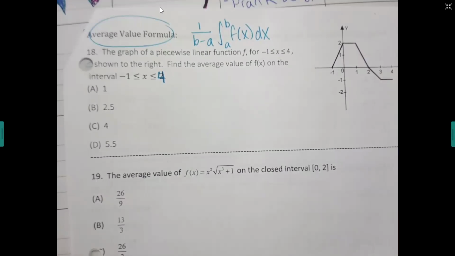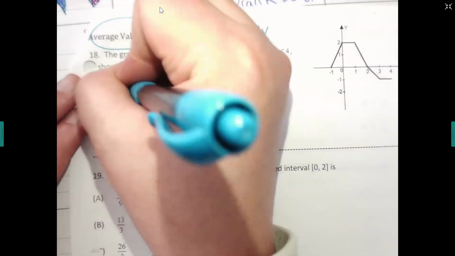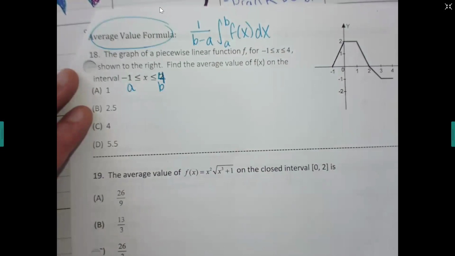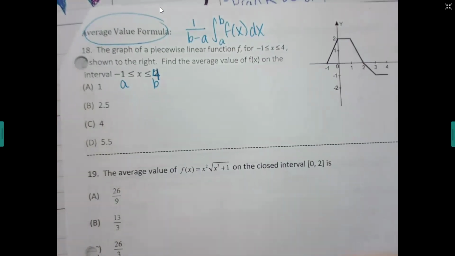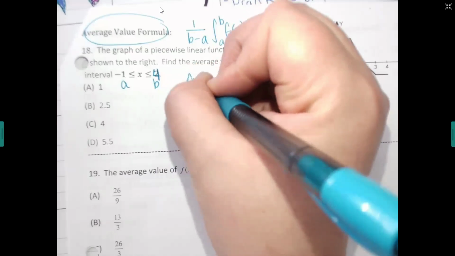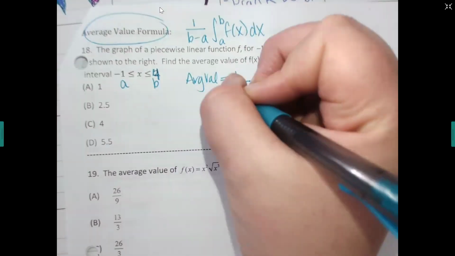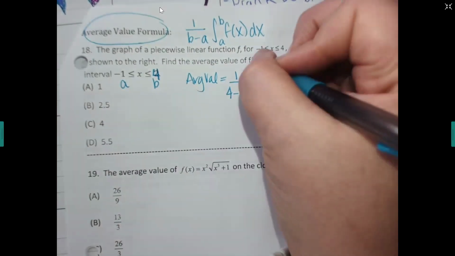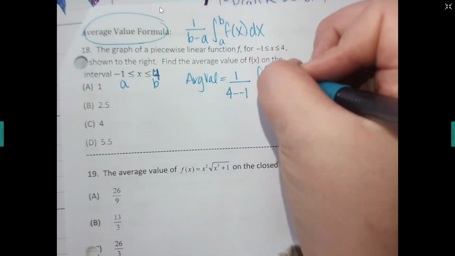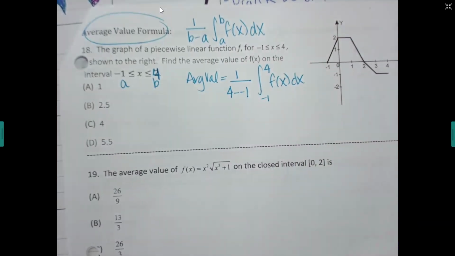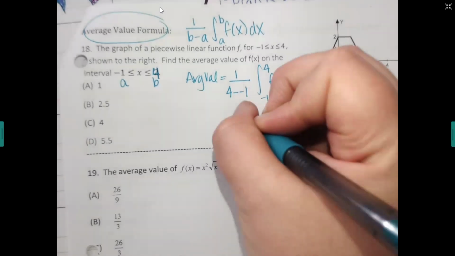So let's set up our average value on that interval. It should be 1 over B minus A. This is my A, this is my B. So it should be 1 over 4 minus -1, and then the integral from -1 to 4. Remember, what this finds is the average y value of the graph on that interval. So 1 over 4 minus -1 is really 4 plus 1, which is a fifth.